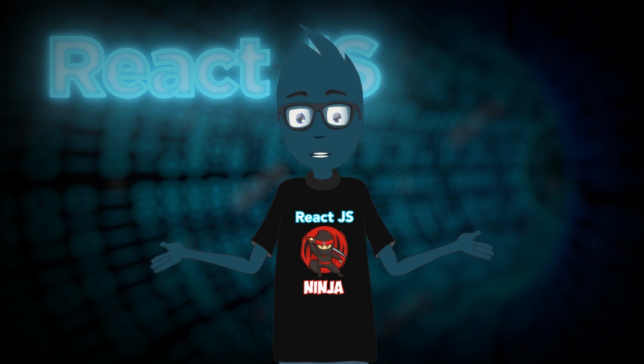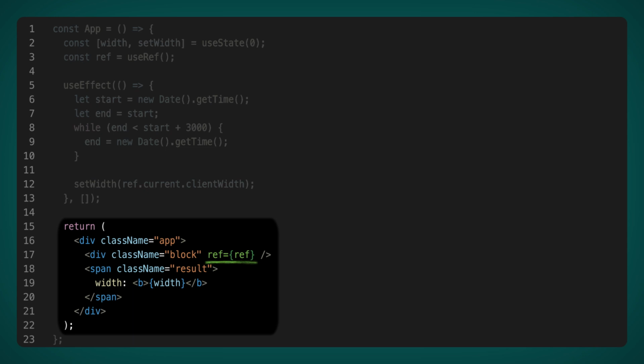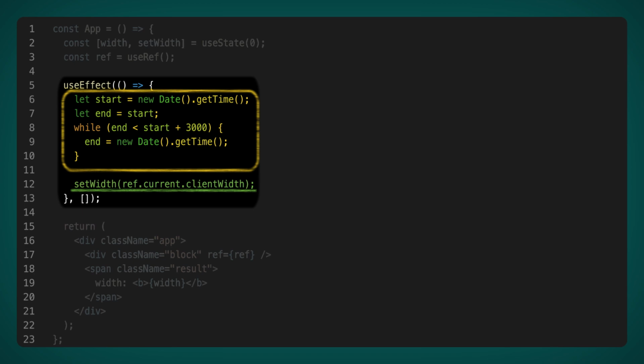Now let's compare it with how useEffect works. Let's write the same code in a functional component. First, we initialize useState and useRef. Then, in the return statement, we attach the ref to the block and display the value of the width variable. And finally, the useEffect itself, with an empty array as the second parameter to simulate componentDidMount. Inside useEffect, we will do a synchronous sleep for 3 seconds, and only after that, we will assign the width value of the block from the ref to the state.